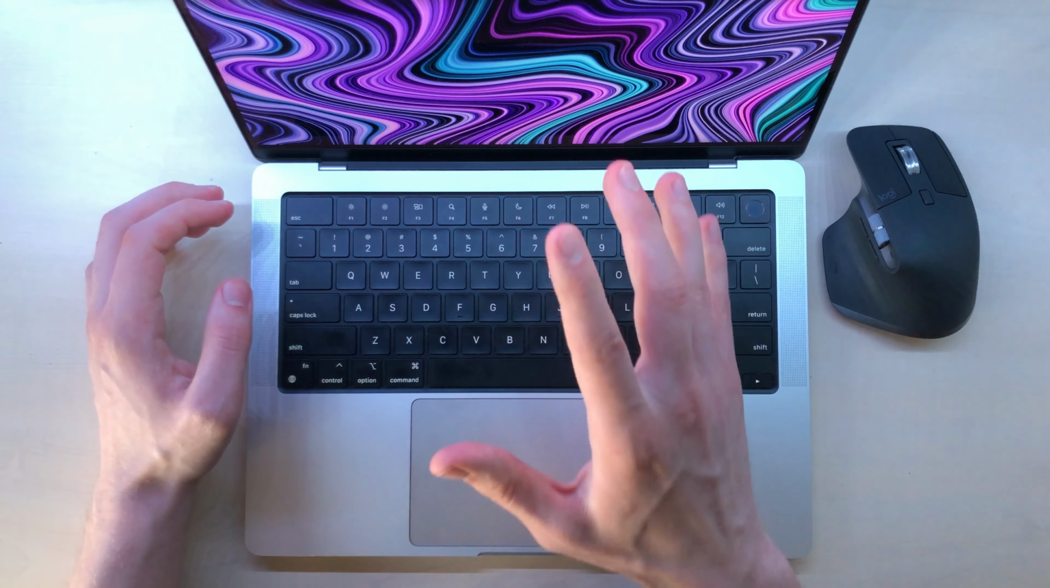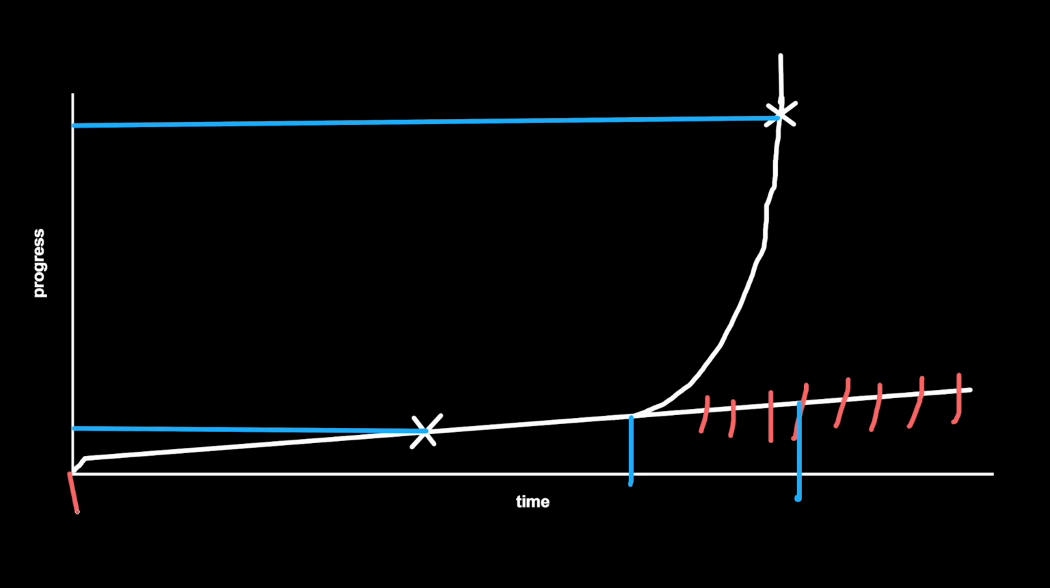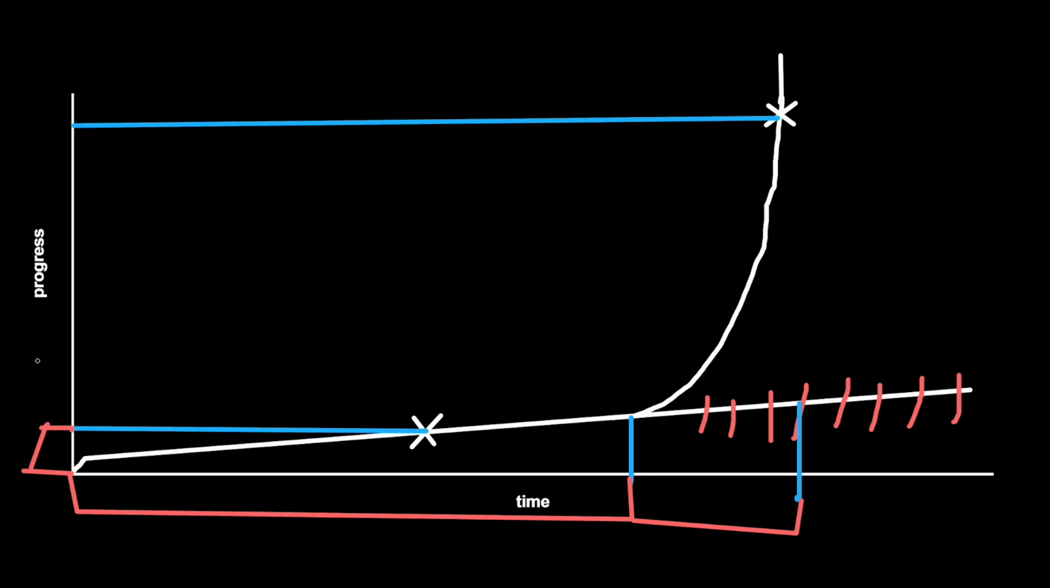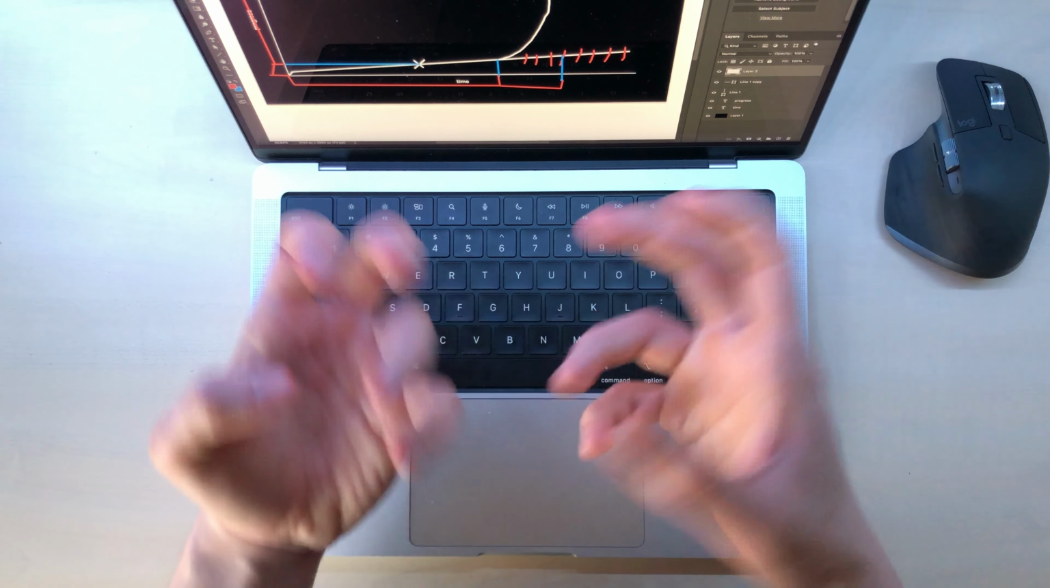There's this 80-20 rule called the Pareto principle, and it says that 80% of the results come from 20% of the effort. So for example, here in this graph, 80% of time spent contributed only to 20% of the results that you gained. And here, 20% of the time spent contributed to more than 80% of the results. And the Pareto principle applies in many aspects of life.